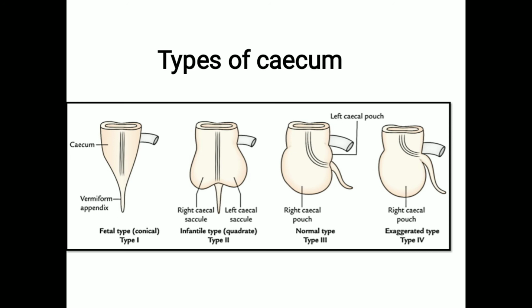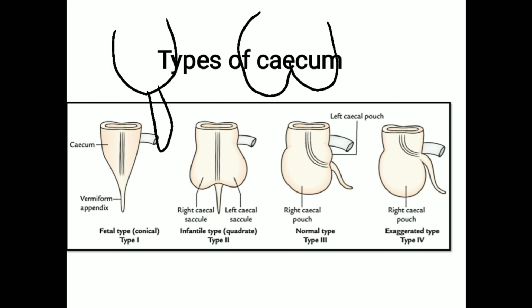So see here, fetal. If you look, it is a cone-like cecum. From its tip, the appendix arises. That is called the fetal type. Next one, you can see the right and the left saccule. In the center, there is a depressed part from where you see the appendix arising. That is called the infantile type.